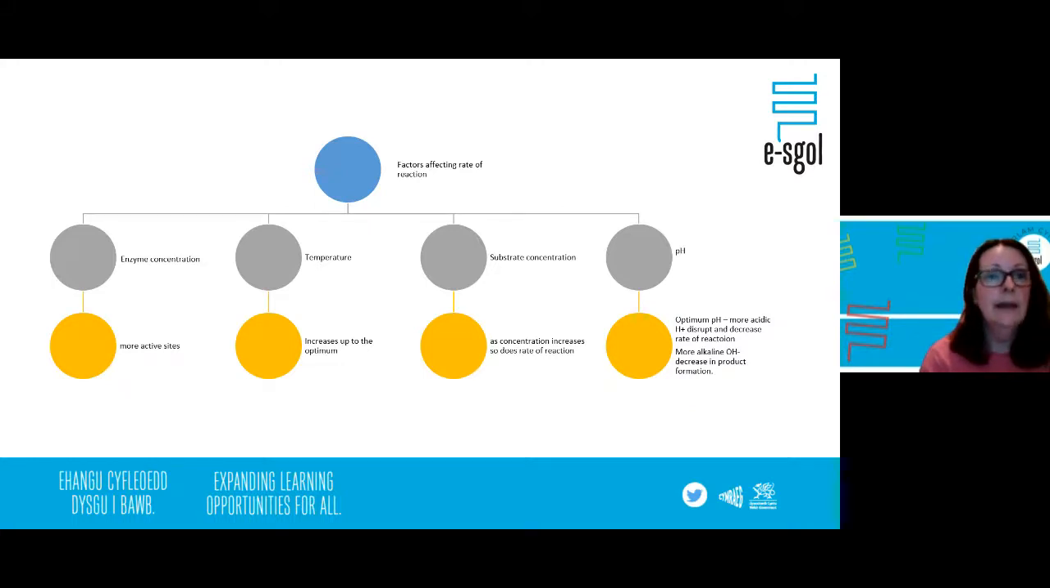And then finally, looking at pH, we've mentioned that enzymes like to work within an optimum pH. However, it can cause a problem if there is a change in that pH. So if it becomes more acidic, then that might lead to a decrease in the rate of reaction. And if it becomes more alkaline, then that might mean there is a decrease in the amount of products that are formed. So it's important for you to remember these four factors and how they might affect the rate of reaction.